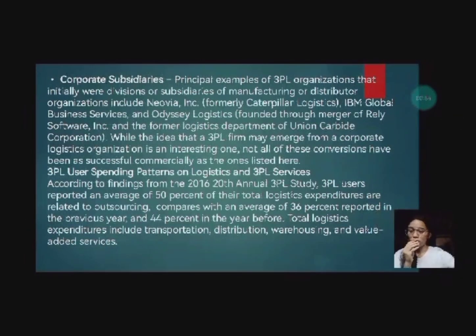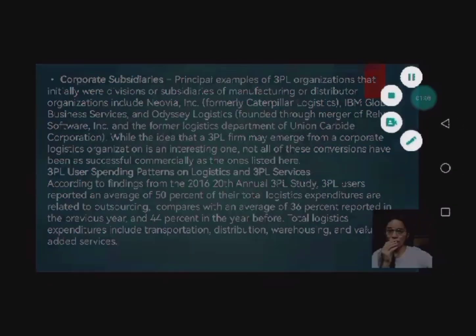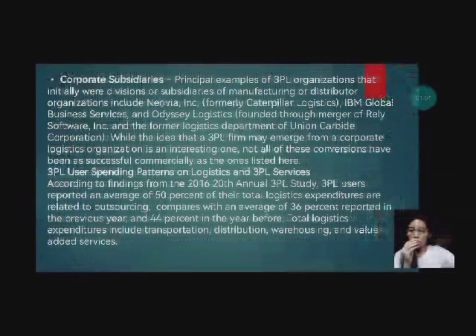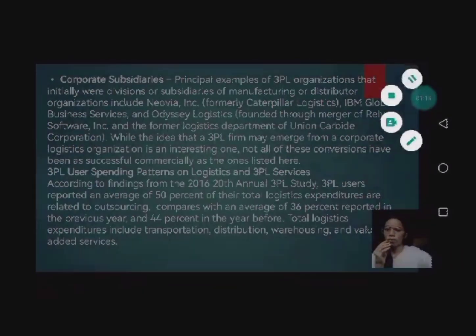So, some 3PL organizations initially started as divisions or subsidiaries of manufacturing or distribution companies. Examples there are formerly Caterpillar Logistics, IBM Global Business Services, and others.